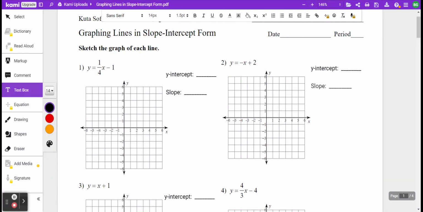All right, hello everyone. Today we're going to be looking at finding the y-intercept and slope, similar to what we did yesterday, and then graphing that information. So on our first question, we have the equation y equals 1/4 x minus 1.